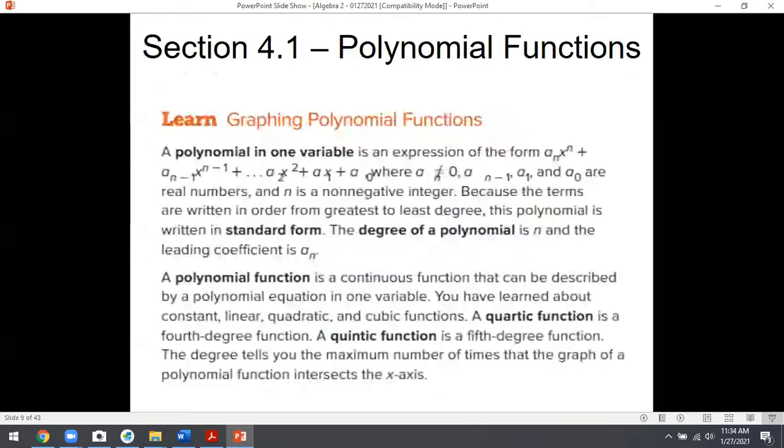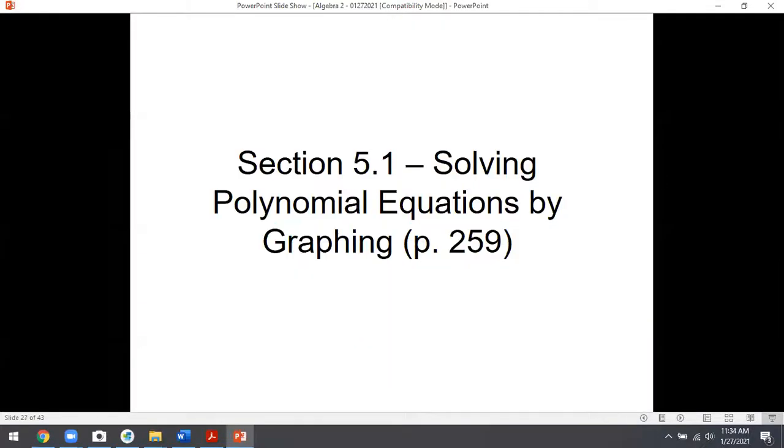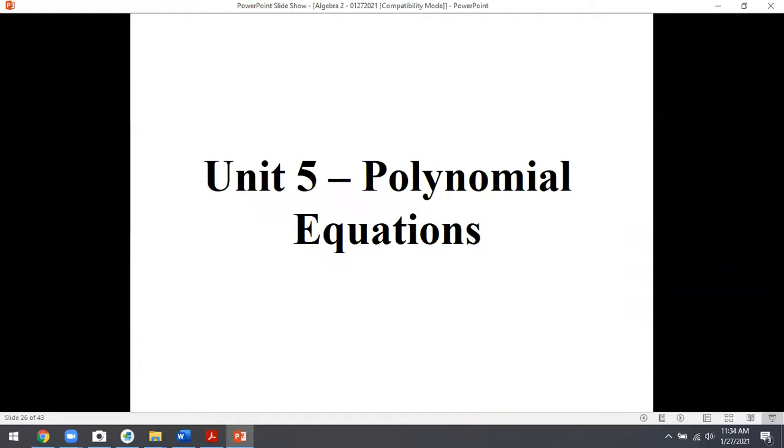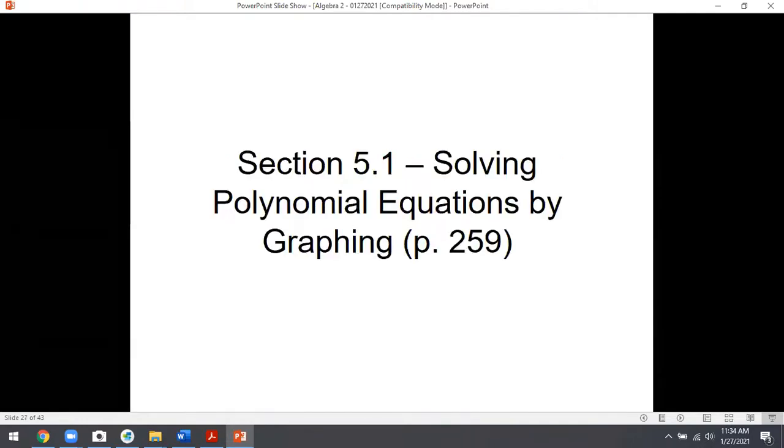Here we go. Finishing up our review. We are doing Unit 5 today. Polynomial equations. Here we go. In a nutshell, the first section was solving by graphing. What do you do when you solve by graphing? You always get it equal to 0, no matter what you're doing. You graph it, and you just use your calculator to find the answers, okay?